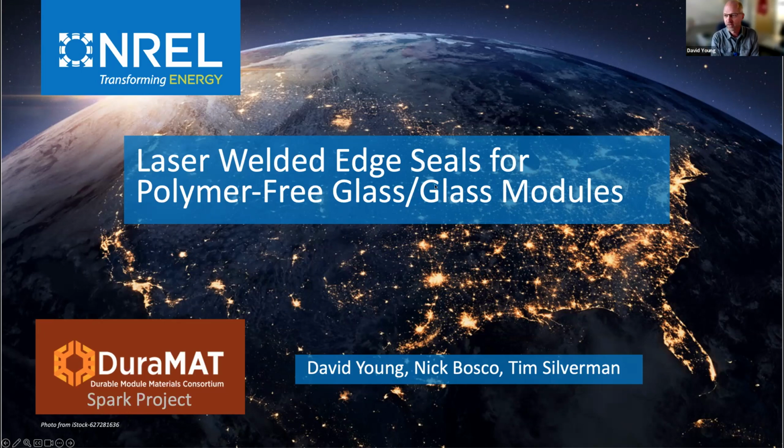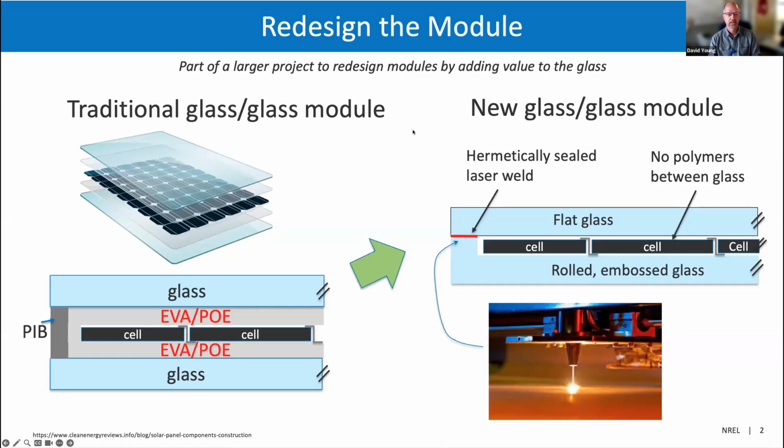All right, well, thank you for coming to my talk. We're going to be talking about a different kind of module, or at least a test of a new kind of module. And I'd like to thank my coworkers, Nick Bosco and Tim Silverman, for helping me with this. This was a Spark DuraMAT project. So it was a 1-year project, about $65K to pull off the work that I'm going to show you.